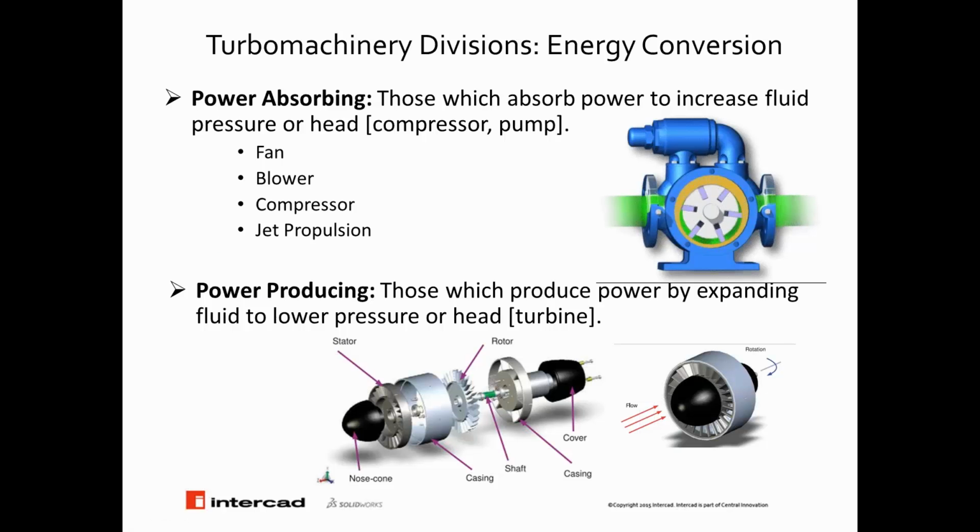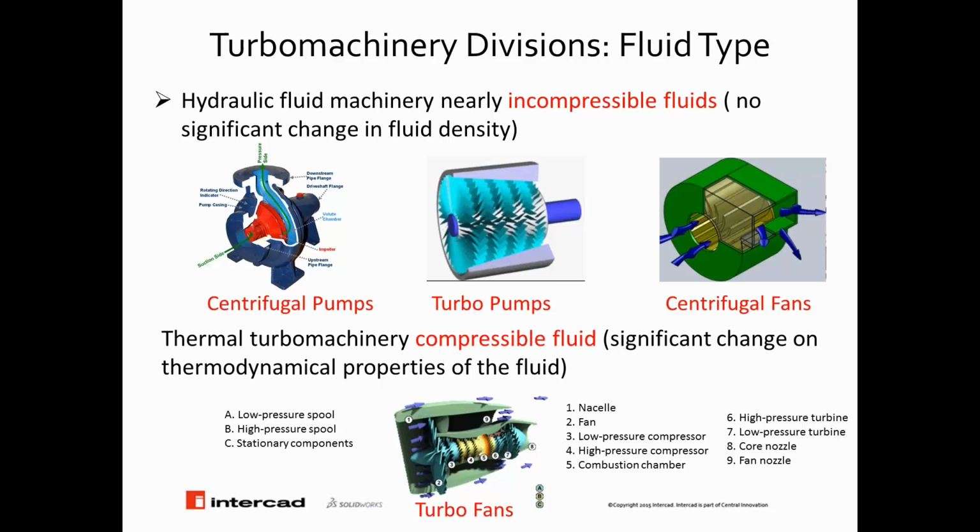The second division, as we said, is about fluid type. Most hydraulic fluid machineries handle nearly incompressible fluid, so we have no significant change in fluid density. Very good examples are centrifugal pumps, turbo pumps, or a centrifugal fan at lower RPMs, where even air is not acting as a compressible fluid. There are many exceptions when we say there is no thermodynamic property change. Cavitation could be a part of it, but we are talking in general terms.